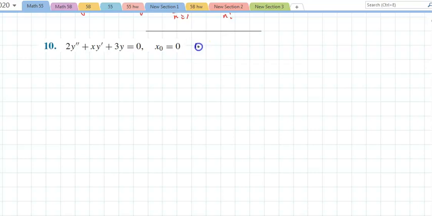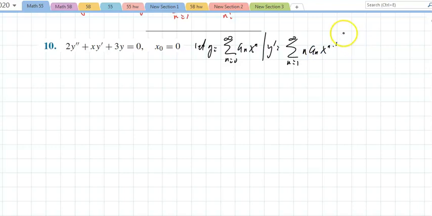So again, I'm gonna let y equal the series n equals 0 to infinity a sub n x to the n. The first derivative, series n equal 1 to infinity, I'm gonna bring the power down, subtract 1 from the power. And I need the second derivative. That's going to be the series n equal 2 to infinity n into n minus 1 a sub n x to the n minus 2. And now if I plug them in, that's twice the second derivative on the right.